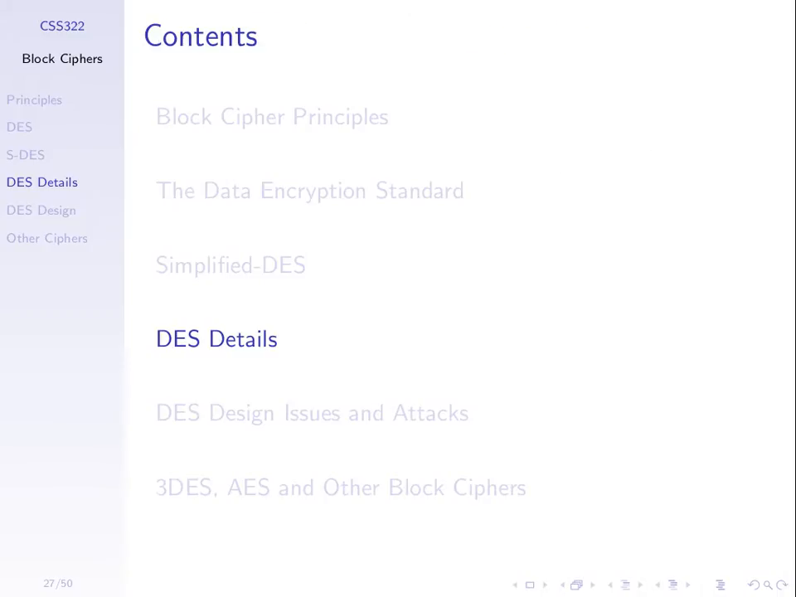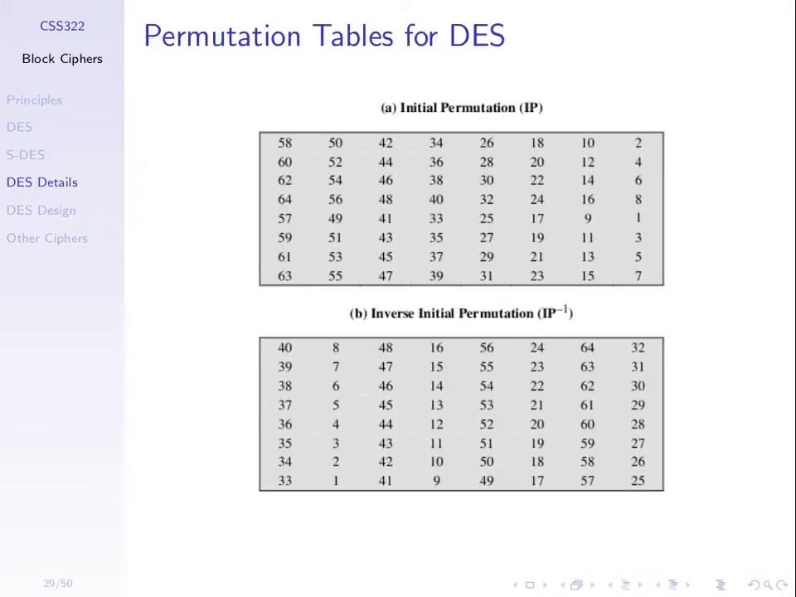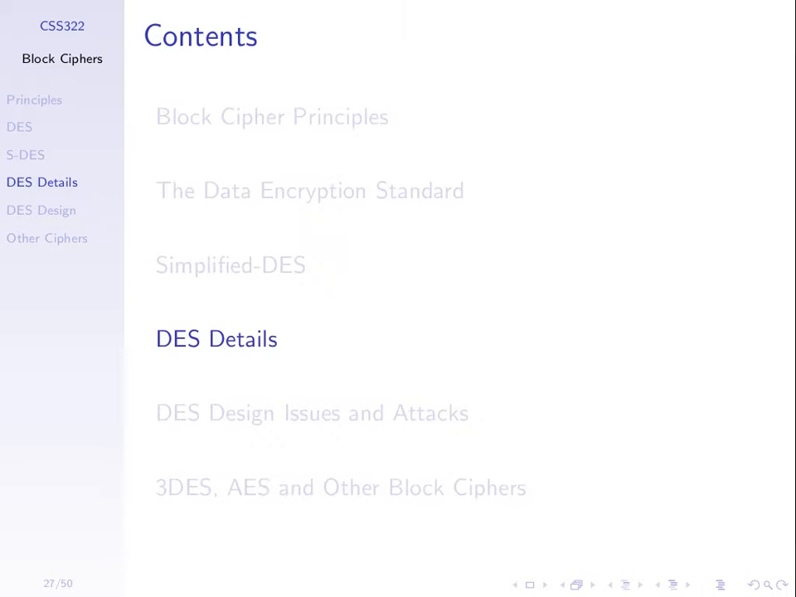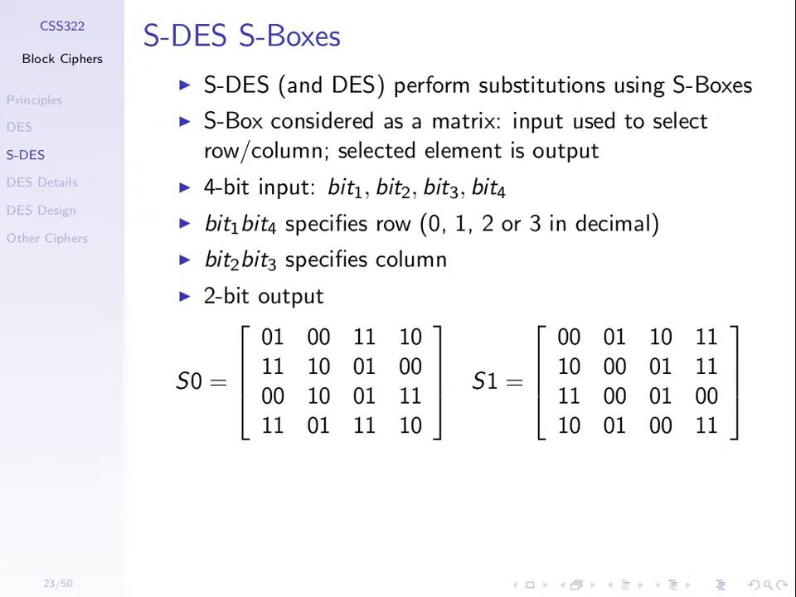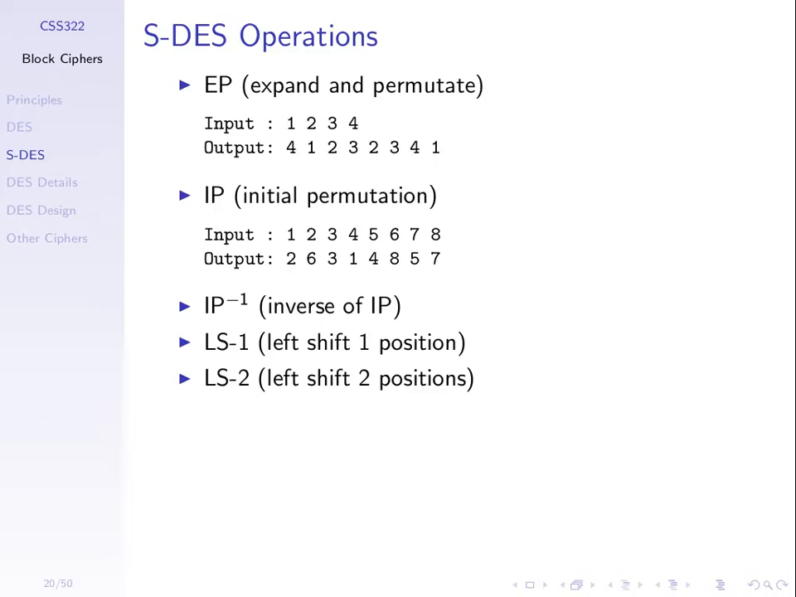You can look through the details of DES. Again, of course, no need to remember these, and no need to remember simplified DES operations. I don't ask you in the exam to remember these S boxes or this picture or these permutations. You don't need to remember them. The reason we went through this example was for you to see that we're using very simple operations, permutations, substitutions, but combining them together to get a good cipher.